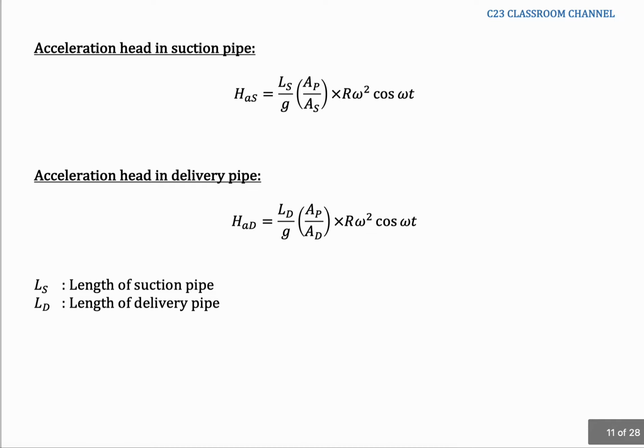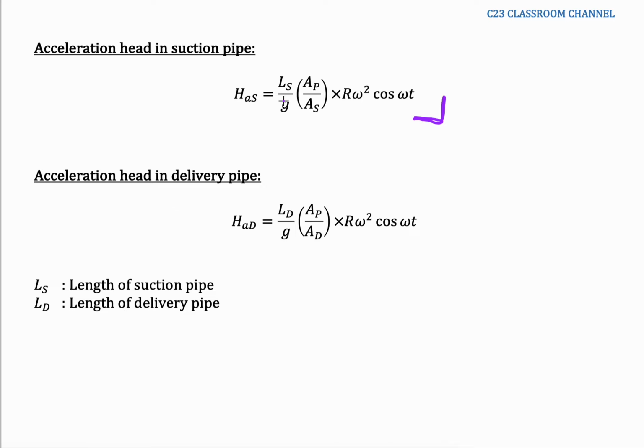So acceleration head in the suction pipe can be calculated by this equation. I hope students remember this one. I'm not going to show you the derivation of this equation because our aim in this topic is actually to calculate the flow rate later on in a reciprocating pump. So this is the equation. You need to remember these two equations. One is for acceleration head in the suction pipe, and this one is acceleration head in the delivery pipe.